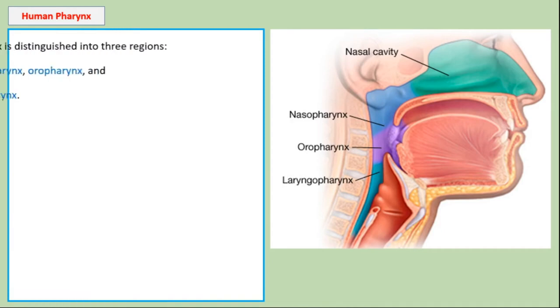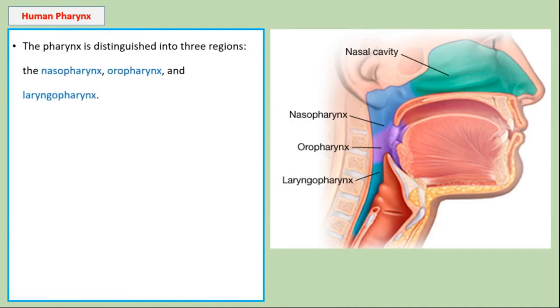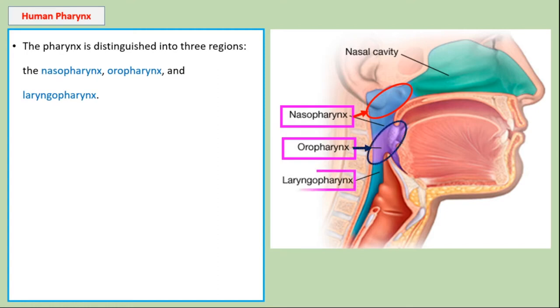The pharynx is distinguished into 3 regions, namely nasopharynx, oropharynx, and laryngopharynx.